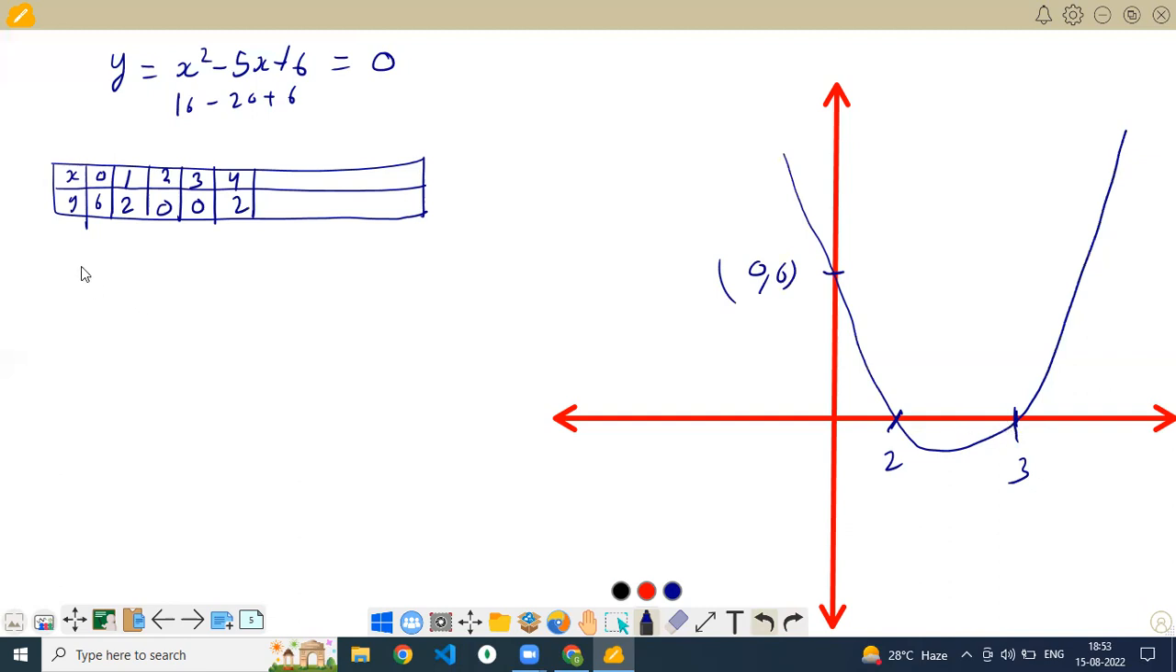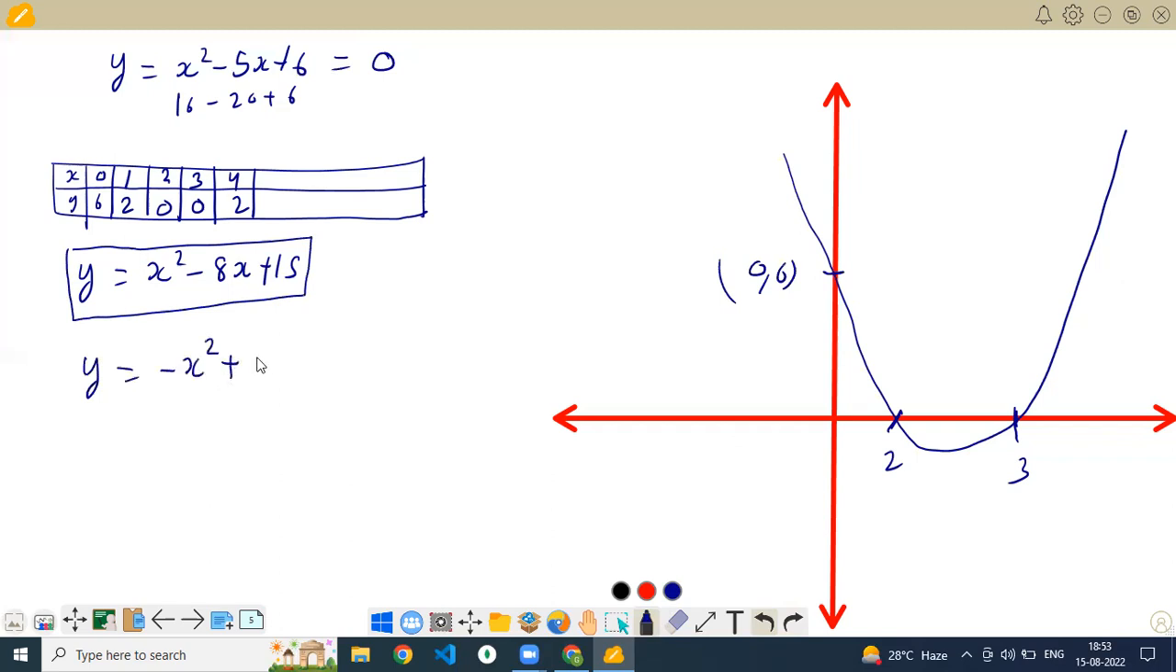So if I ask you y is equal to x square minus 8x plus 15. What you do is you draw the graph of this equation and send me on the WhatsApp. And y is equal to minus x square plus 8x minus 50. These are two equations. You have to plot the graph and tell me.